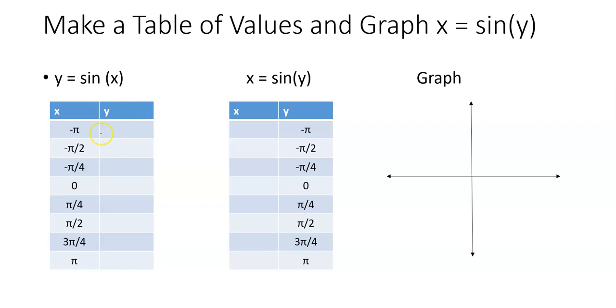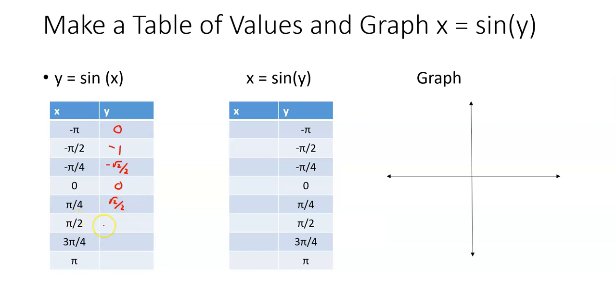The sine of negative pi is 0, right? The sine of pi is 0. Negative pi over 2 is down the bottom of the unit circle. Remember, sine is the y-coordinate, so sine is negative 1. At negative pi over 4, I get negative root 2 over 2. Sine of 0 is 0. Sine of pi over 4 is root 2 over 2.